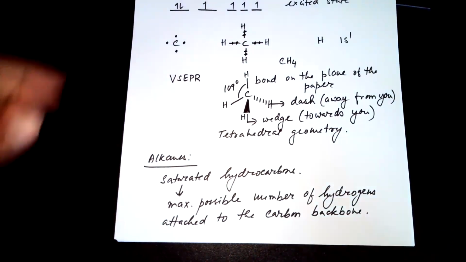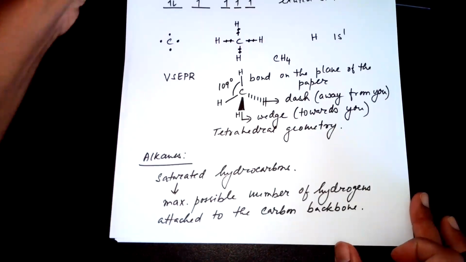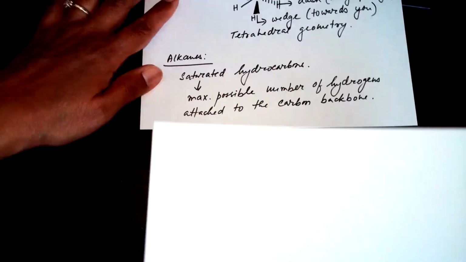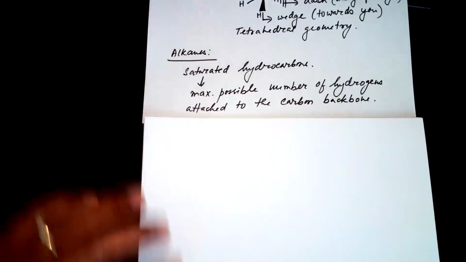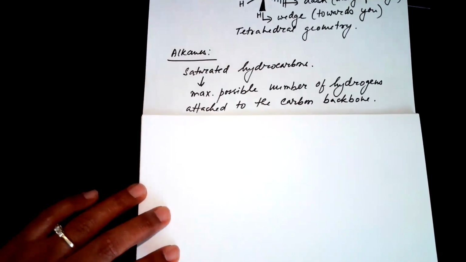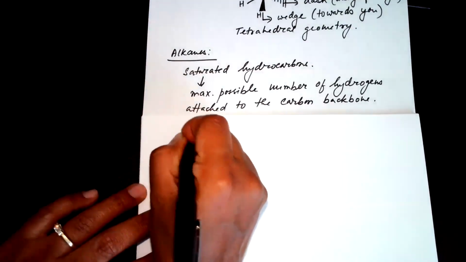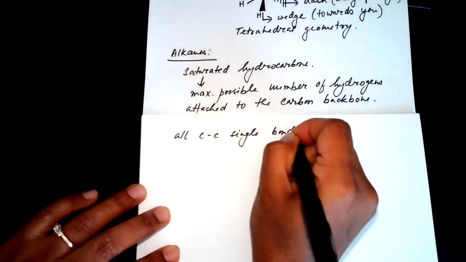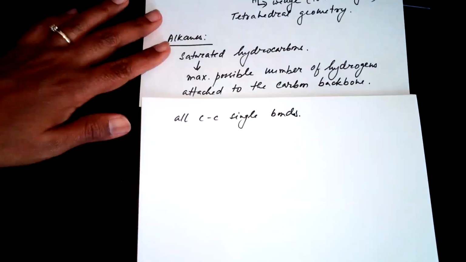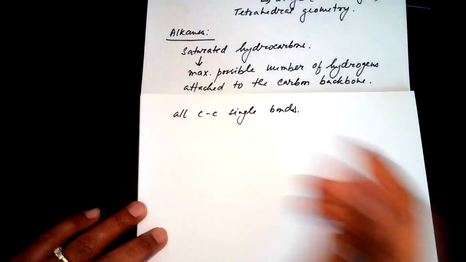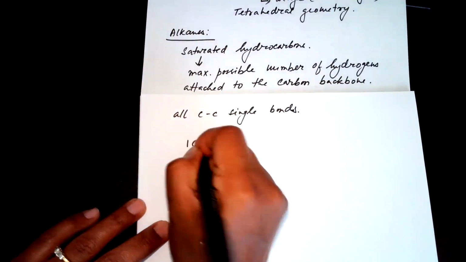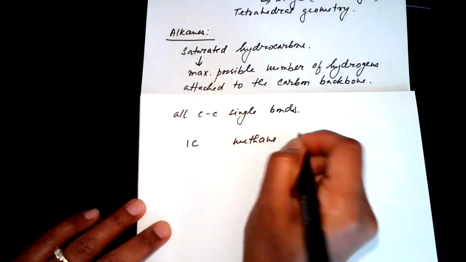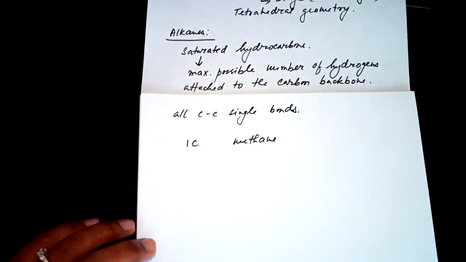Now, let me draw. I'll go back and kind of repeat what I did, but in different words this time. So my alkanes would have all carbon-carbon single bonds. Now, the simplest possible alkane is just 1 carbon long, and it has the name of methane.